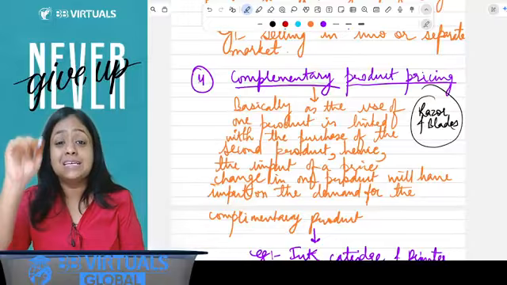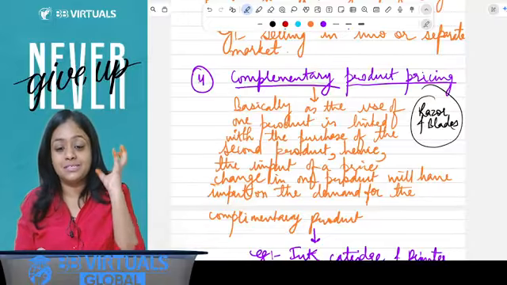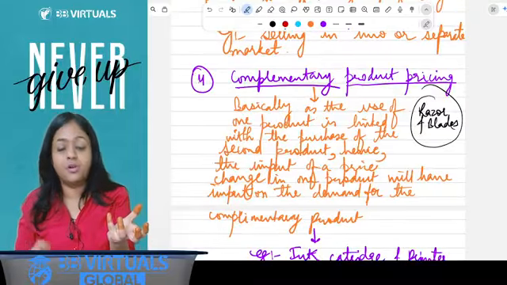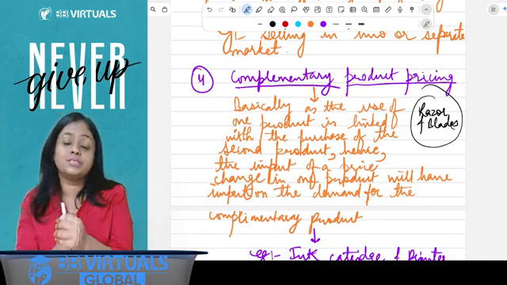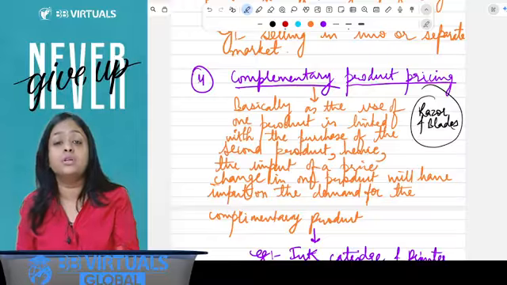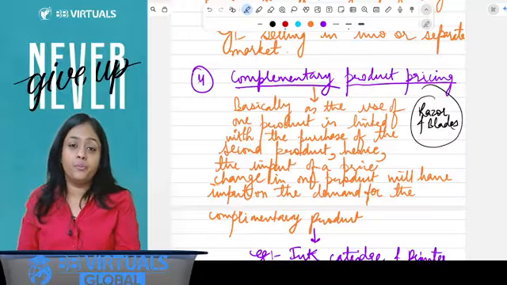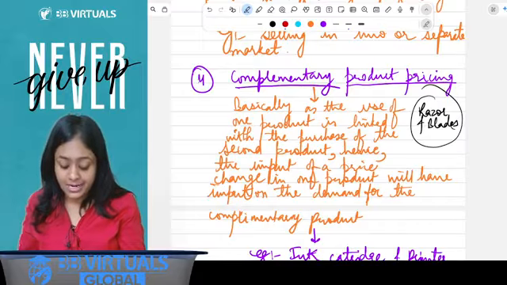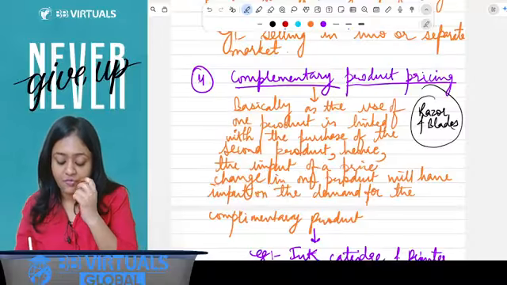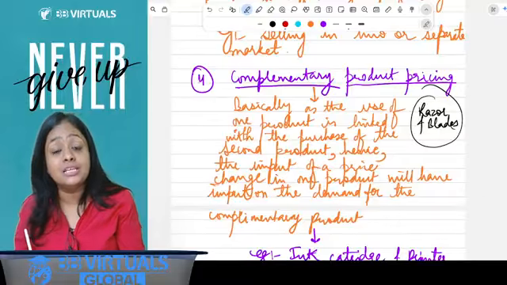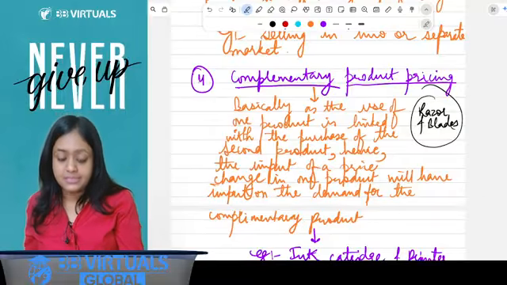Complementary product pricing is like razors and blades. That means the pricing of one product is related to the other, like computers and printers. If you don't have a computer, you cannot have a printer, right? So the use of one product is linked with the purchase of the second product.